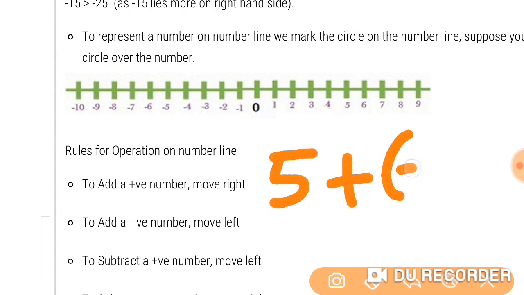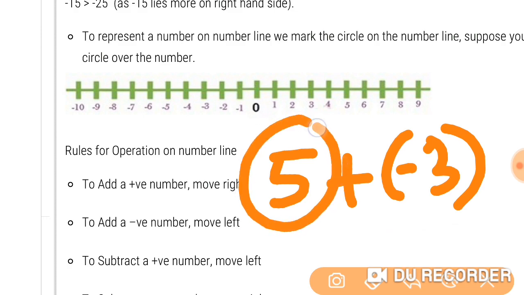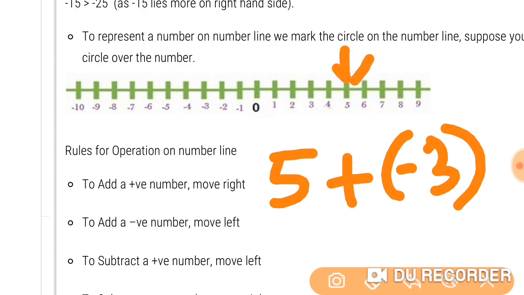5 plus of minus 3. We compulsorily have to write the bracket here, because we should not get confused between this positive and this negative. Whenever you are writing integers, be careful to write the bracket. So 5 means we have to represent the 5 on the number line. 5 is a positive integer, on the right side of zero, here it is.